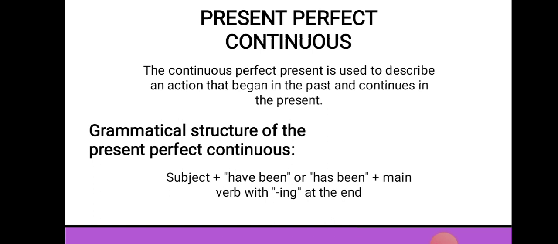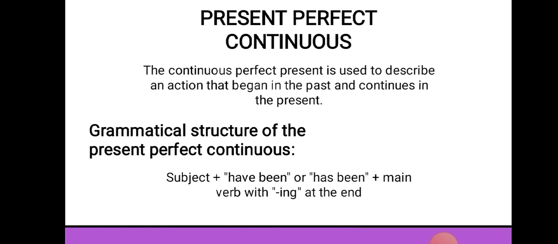Present perfect continuous. The present perfect continuous is used to describe an action that began in the past and continues in the present. It is used to talk about an action that started in the past and continues to the present. Grammatical structure of the present perfect continuous.